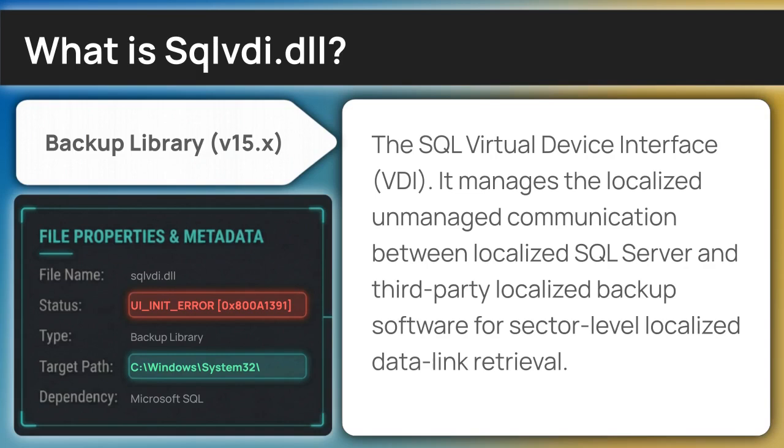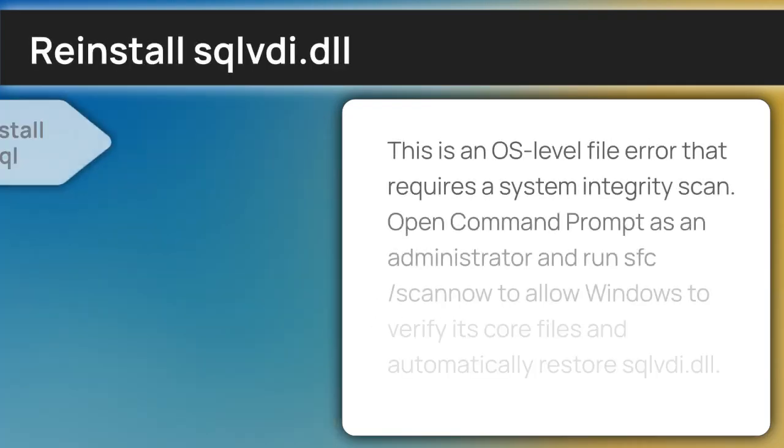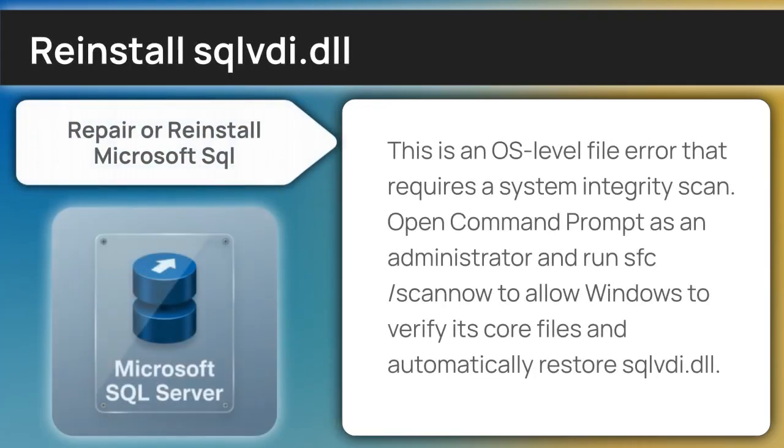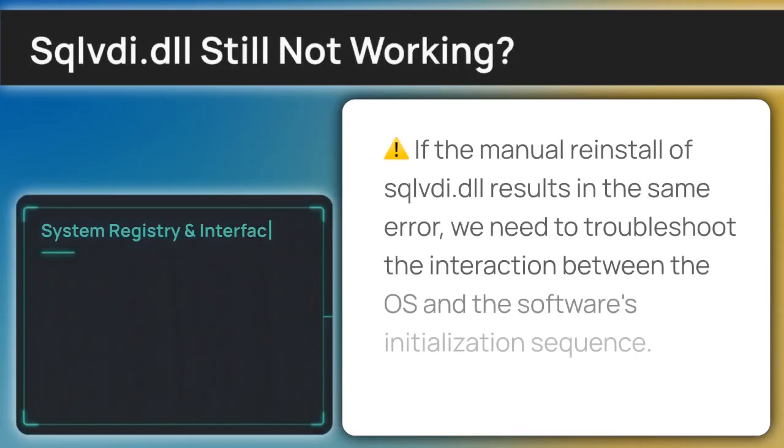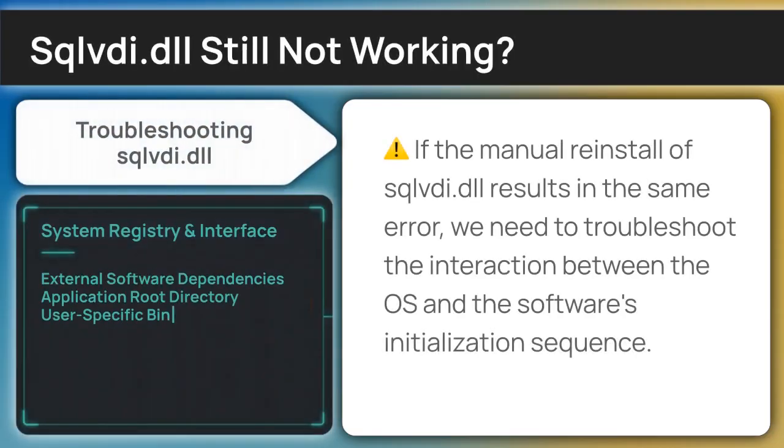Our first move is installing a fresh, clean copy of the library. This is an OS-level file error that requires a system integrity scan. Open Command Prompt as an administrator and run sfc /scannow to allow Windows to verify its core files and automatically restore the Sqlvdi library DLL.